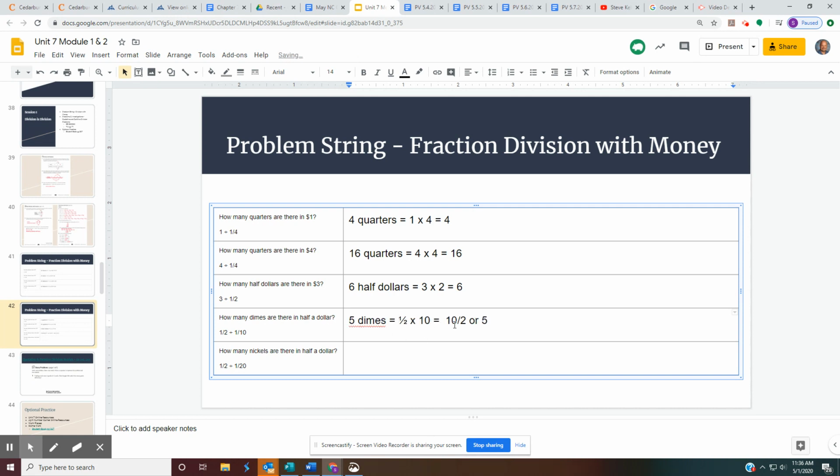So how many nickels are there in a half dollar? So we're going to set up the problem the same way. 1/2 times, what is the reciprocal of 1/20th? 20, right? So what is 1/2? We do our multiplication, that's 20 halves, or 10. So our answer would be 10 nickels, right? So that looks good.